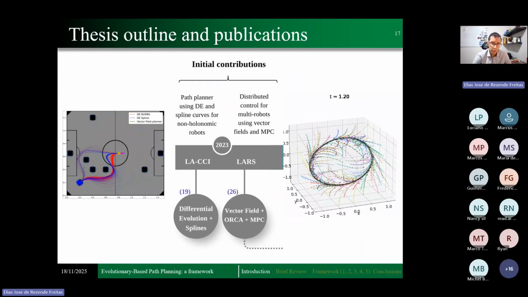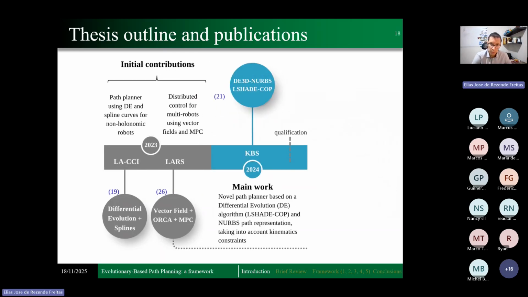The initial ideas for this thesis originate from these two works published in a Latin American conference, one that combined S-Spline-based planning for soccer robots, and another that integrated vector fields with model predictive control techniques. The main work was published in the journal Knowledge-Based Systems, presenting a novel path planning approach based on differential evolution and NURBS path representation, taking into account the kinematic constraints.